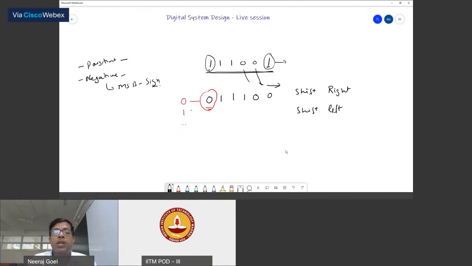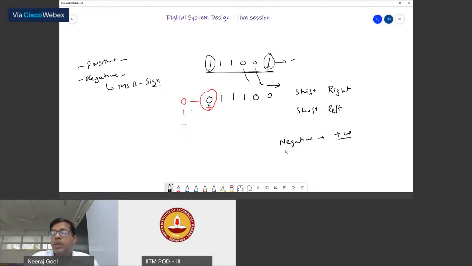So MSB represents the sign bit, so it has a special property: for a negative number the most significant bit would be 1. Let's say the 6-bit number was a negative number, and we shifted it in the right direction and kept 0 here in the most significant bit. So this number was a negative number, and a negative number became a positive number, because now the most significant bit we have kept as 0. So that would have a different meaning for certain cases.